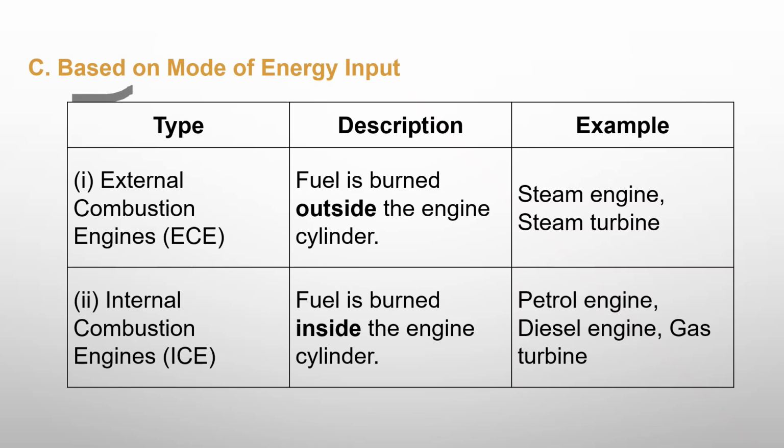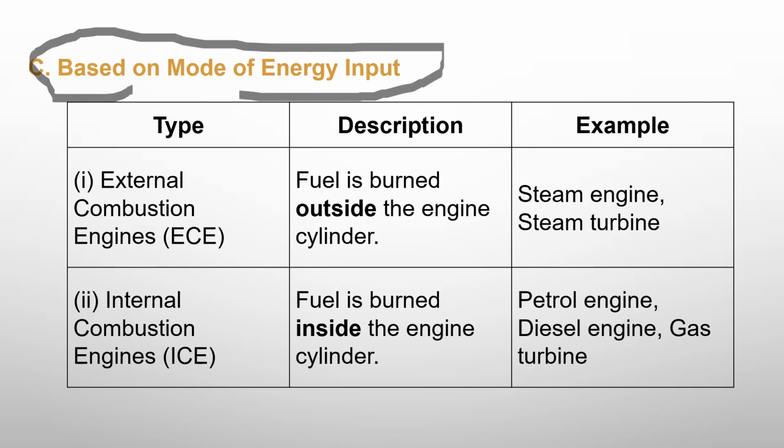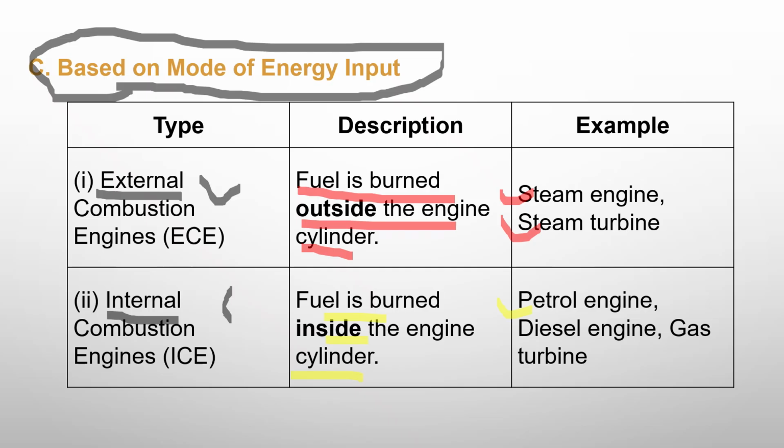The next way to classify the prime mover is based on the mode of energy input. How we are supplying the energy. Either we are supplying externally, or we are supplying energy internally. So it is the external combustion engine, or it is the internal combustion engine. What happens in the external combustion engine? The fuel burns outside the engine cylinder, and the examples are steam turbine, or you can say steam engine. But in case of the internal combustion engine, the fuel burns inside the engine cylinder, and the examples include the petrol engine, diesel engine, LPG or CNG engine, or a gas turbine.